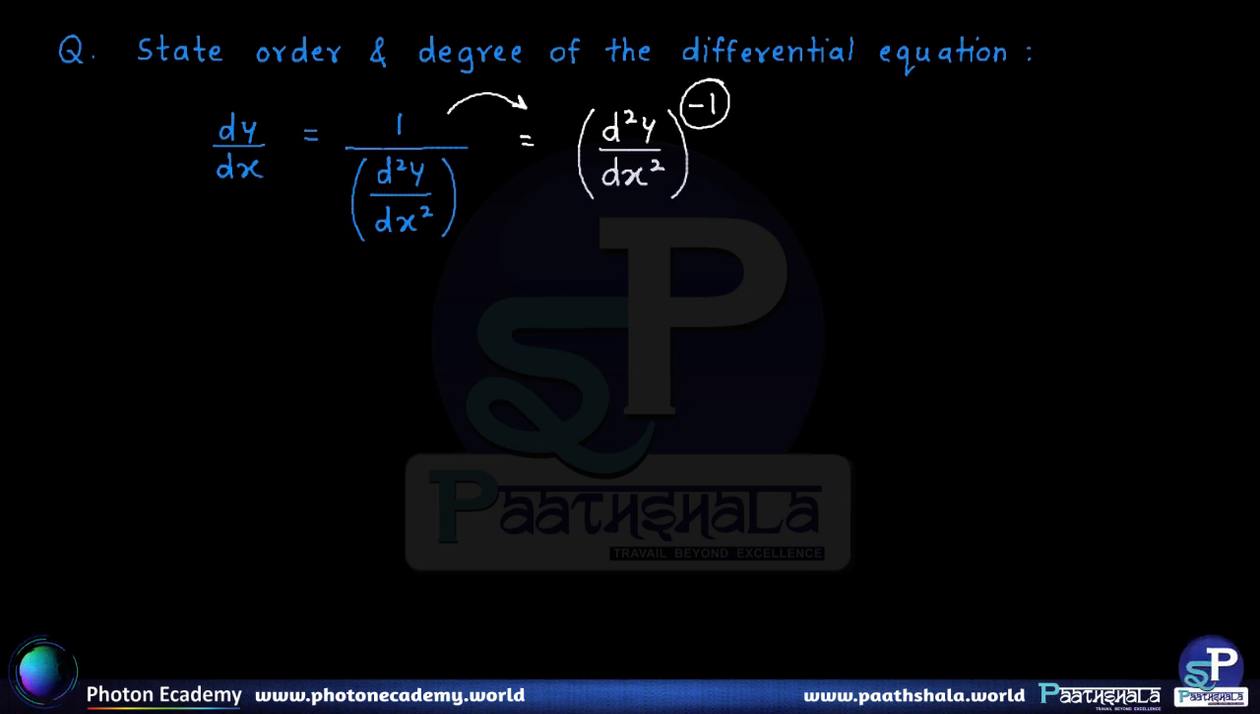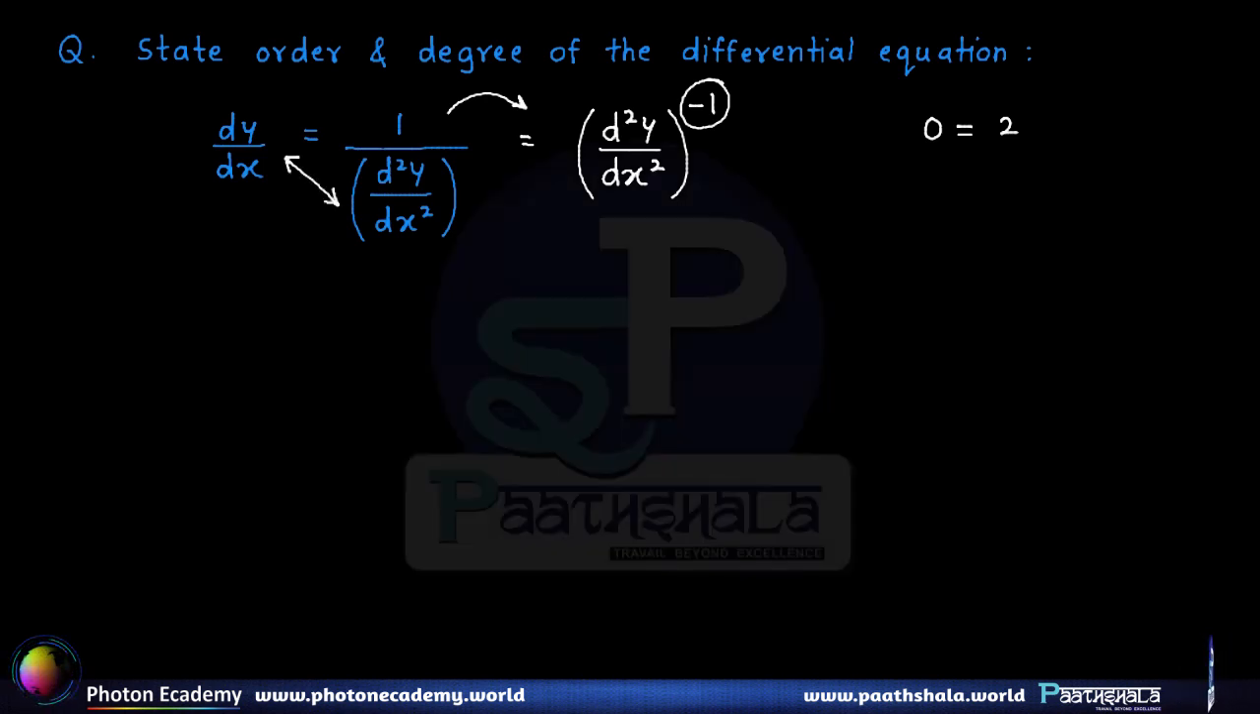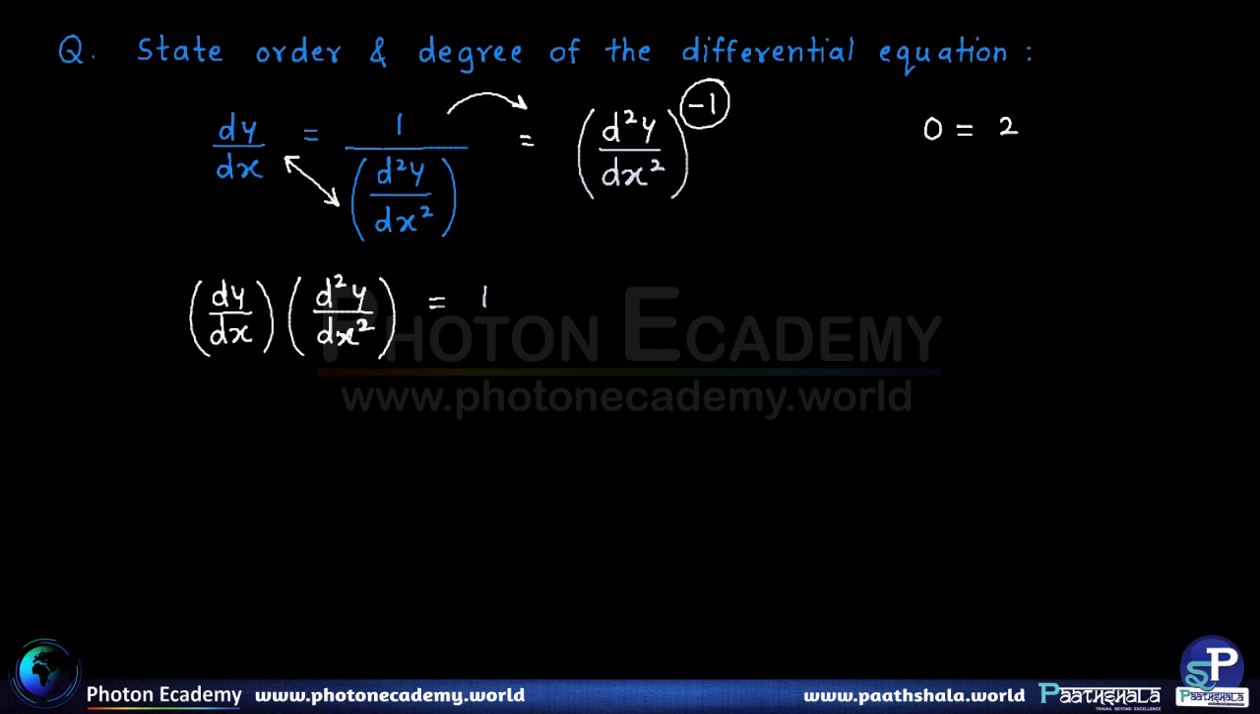So now moving one step back, first of all the order can be easily spotted as 2 because we see the second order derivative here. Now in order to get the degree, as we saw, we cannot have the negative index, so the easiest way is to cross multiply, and therefore we will get dy by dx into d square y by dx square is equal to 1, or if you want to bring 1 to the left hand side, we can also subtract it from the left hand side and write it as equal to 0.